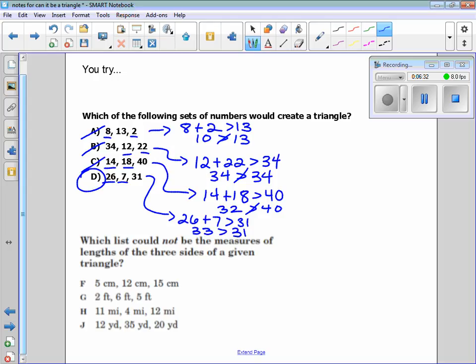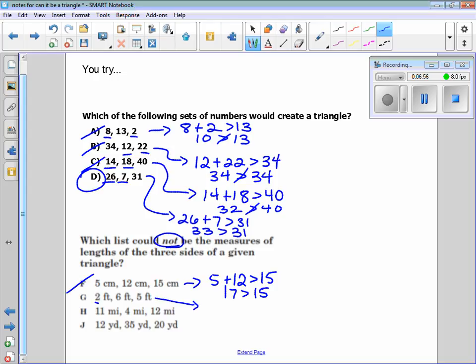Second question, which list could not be the measures of the lengths of the three sides of the given triangle? So keyword here is not. So we want the one that does not make the triangle. So looking at number 1, I've got 5 plus 12 has to be greater than 15. 17 is greater than 15, so that one's a triangle.